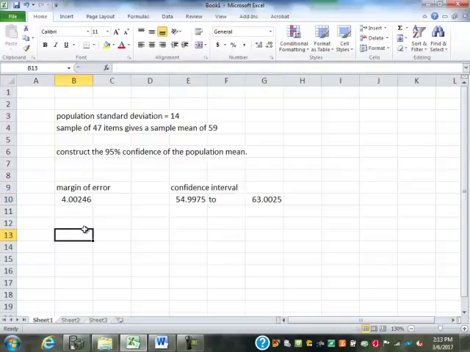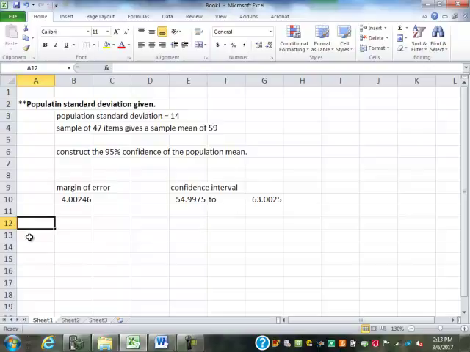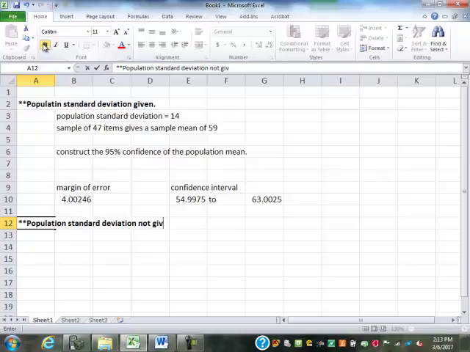Well, what if we're not given that population standard deviation? So this here was for population standard deviation given. What if the population standard deviation is not given? So let's take a peek here.